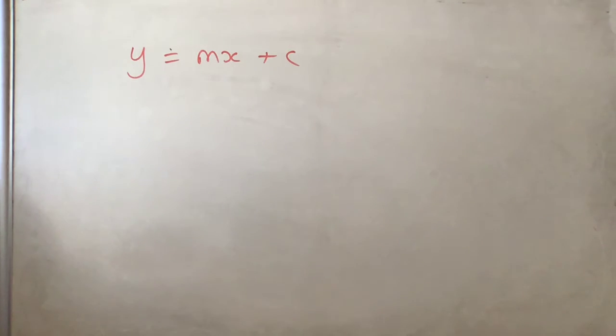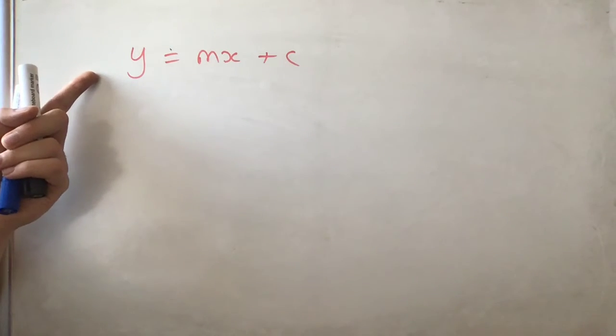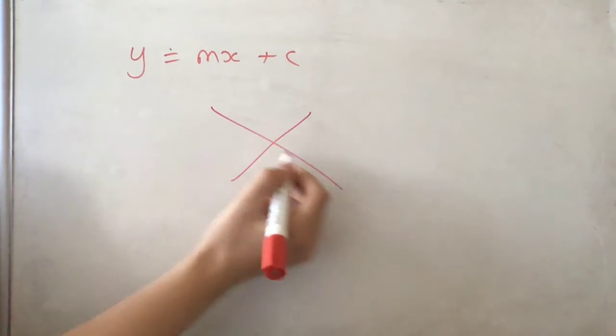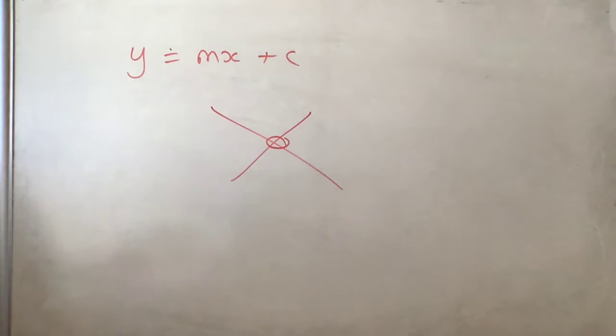Now, a linear simultaneous equation is where we take two of these linear equations and we try to find the point that those two straight lines intersect, okay? So at that point there. Now, at this point of intersection, both equations are satisfied at the same time. In other words, linear simultaneous equations will have one set of values that will make a pair of equations true at the same time.